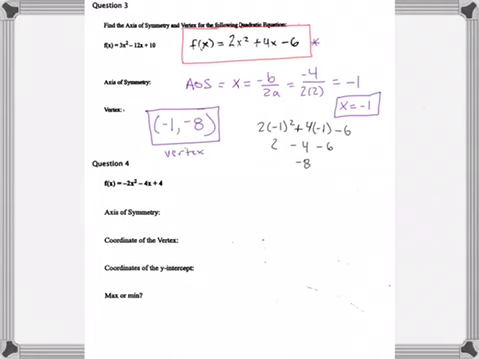Let's say for this problem that we started with, we also want to find the y-intercept. Well, remember, the y-intercept is the c value of your equation, or where your graph crosses the y-axis. So for this problem, your y-intercept is just the point 0, negative 6.